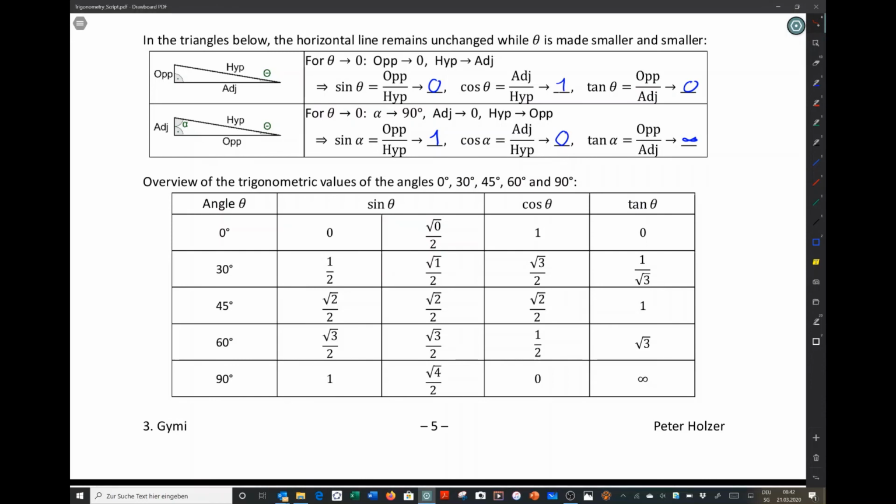In the last chapter we saw that the cosine of an angle corresponds to the sine of 90 degrees minus the angle. And so obviously the cosine of 0 degrees is the same as the sine of 90 degrees. And the cosine of 30 degrees is the same as the sine of 60 degrees, and so on. So the cosine is exactly the opposite way round of the sine. And the last column of the table gives an overview of the values of the tangent.